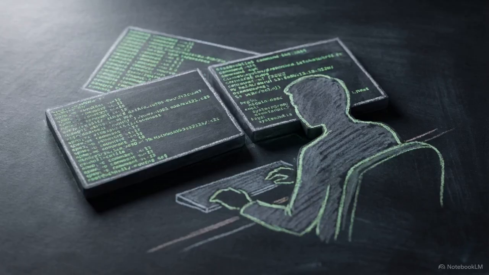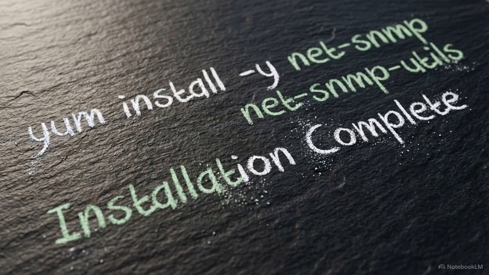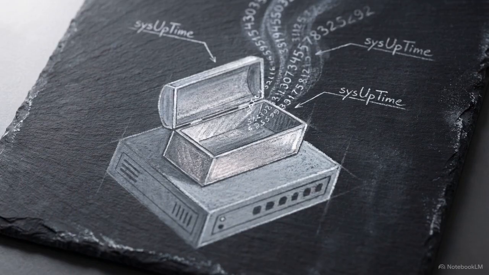When executing your Lab 5 exercises, keep in mind that the protocol doesn't run in a vacuum. You must manage localized service states, like stopping the DHCP daemon, before your SNMP testing can yield accurate IP configurations. You will also need to install the net SNMP utils package. This is the toolkit required to manually test MIB OID translations directly from the Linux command line.